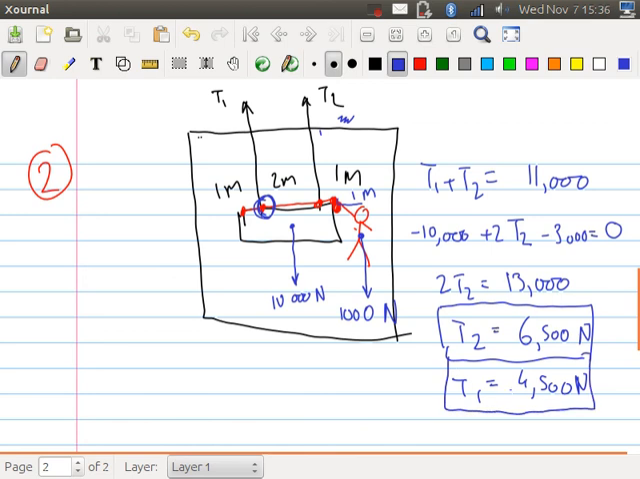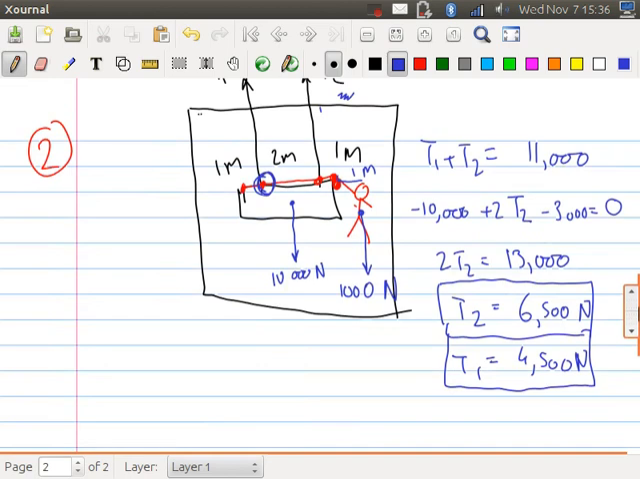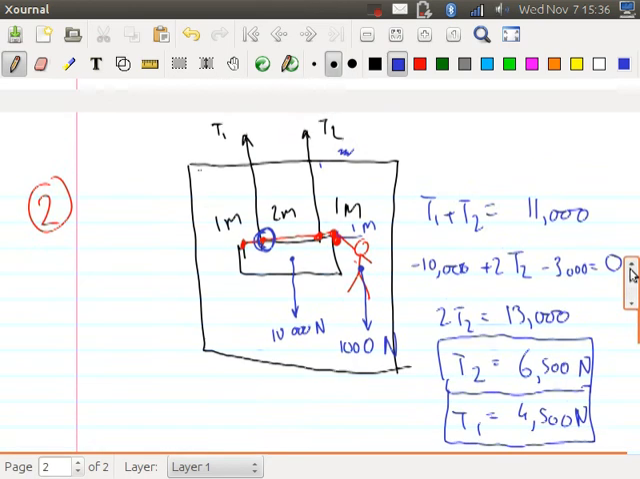So we've gotten the tension. And which one is bigger? T2. Alright. Shall we make this a little bit more difficult now? Let's add something extra.